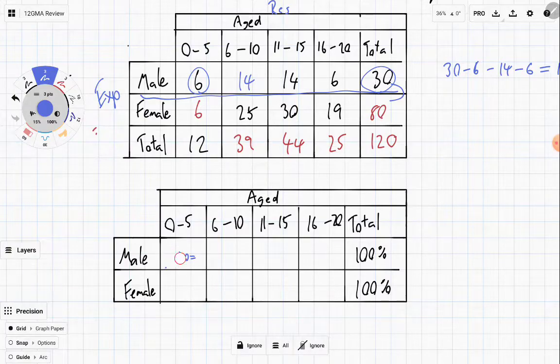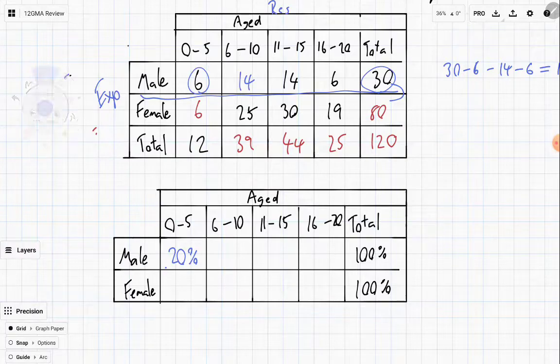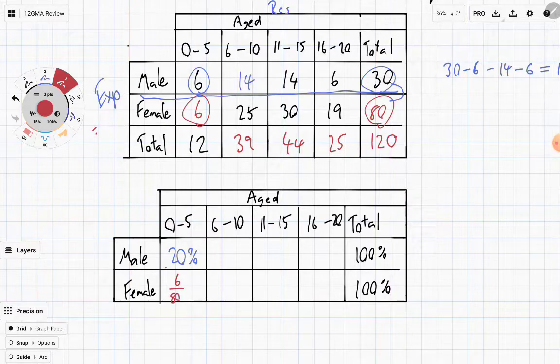And we can go through and repeat this for each of the different numbers here. For, say, the females, instead, we're going to get 6 out of 80 times 100. And that's going to give us 7.5%. And now we can repeat that for each of the different numbers until we have finished. So for the next one, it would be 14 out of 30 times 100, and so on and so forth. I'll pause it and see how we go.